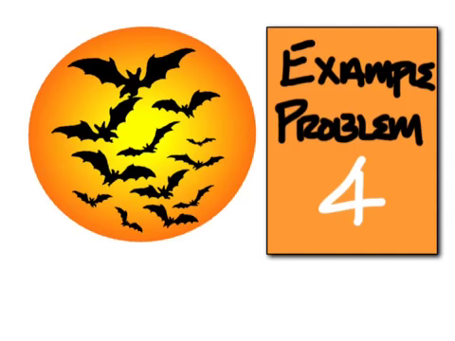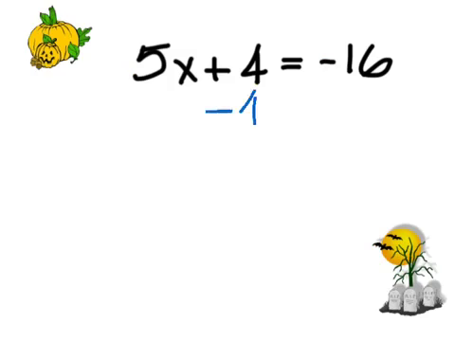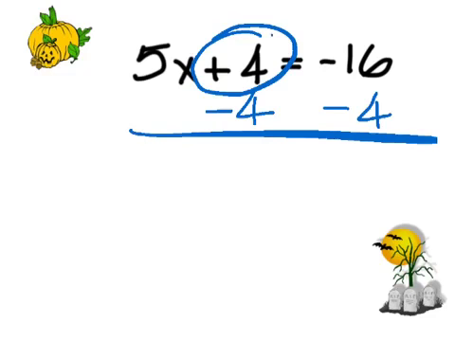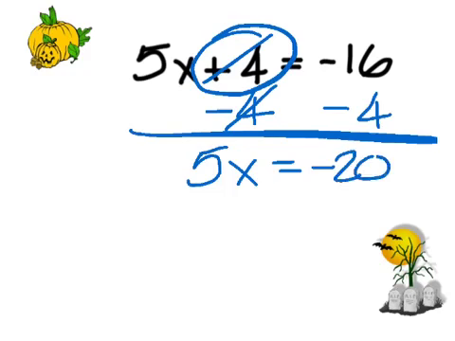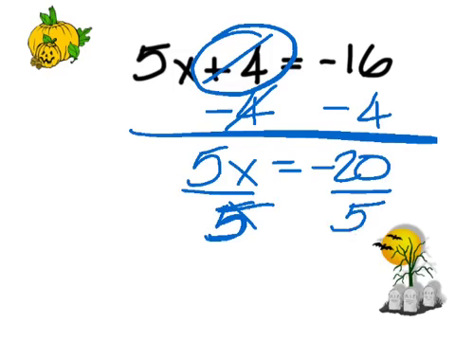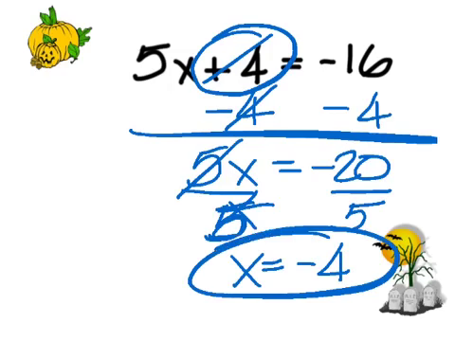Example number 4. Subtract 4 from both sides because you have +4 there, and these cancel out. You have 5x equals -20, and divide both sides by 5. These cancel, and you're left with -4.